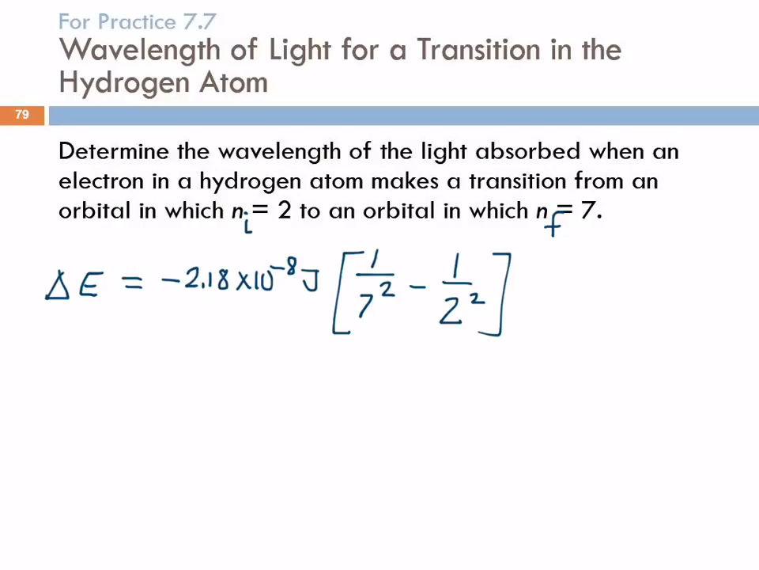Now this will cause some people to miscommunicate with their calculators for sure. Negative 2.18 times 10 to the minus 18 times the quantity 1 divided by 7 squared minus 1 divided by 2 squared. So this is 5.01 times 10 to the minus 19 joules.